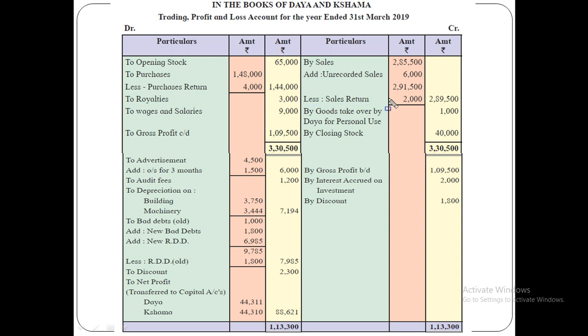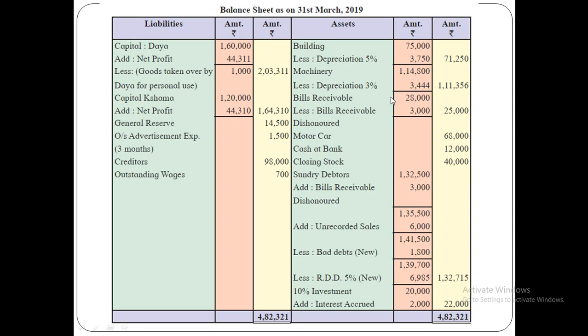Next, the unrecorded sales I am talking about, the 6,000, we have to show to sundry debtors as well. We add unrecorded sales of 6,000 to our original debtors of 1,35,500. So the new sundry debtors are 1,41,500. Got the point?